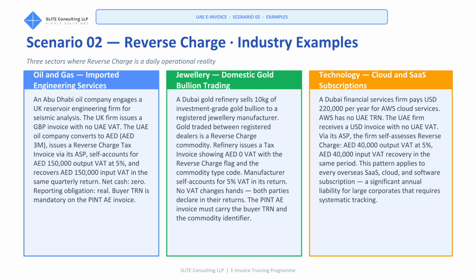The UK firm issues a GBP invoice with no UAE VAT. The UAE oil company self-accounts for 150,000 output VAT and recovers it in the same return. Net cash zero, reporting real.